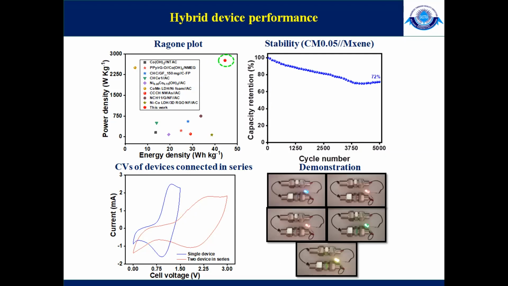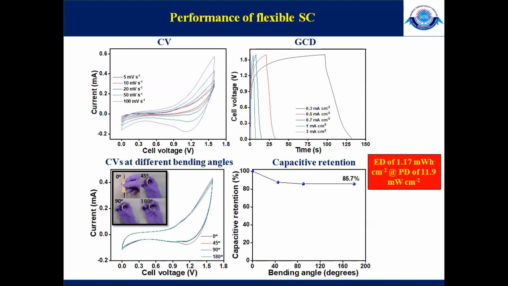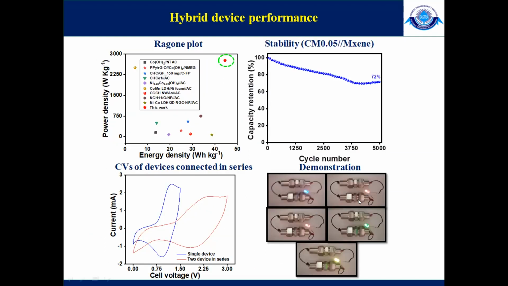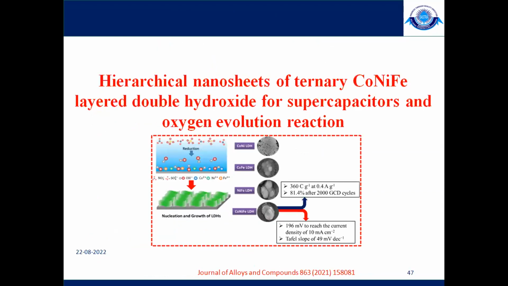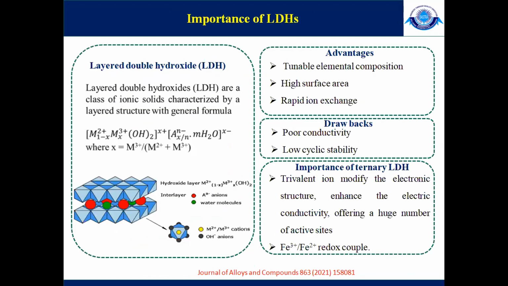We demonstrated some devices here. We fabricated Swagelok cell type supercapacitors, which are shown in this image. We again went for flexible supercapacitor fabrication, and we got a maximum energy density of 1.17 milliwatt hour per centimeter square. So in our second work, we prepared cobalt, nickel, iron layered double hydroxides.